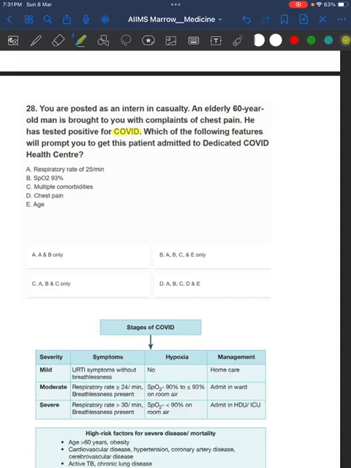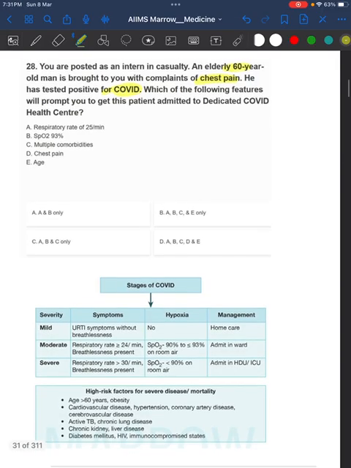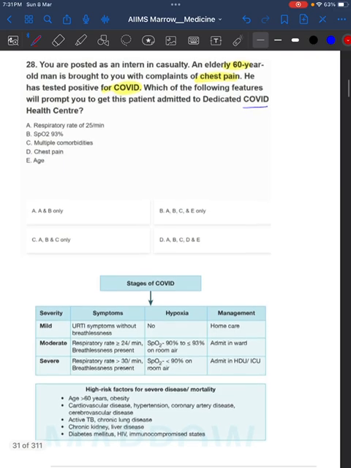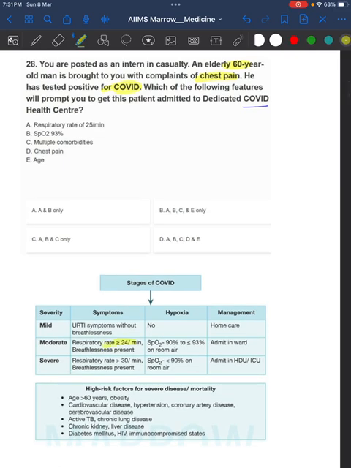This is about the COVID patient. An elderly male was brought to you with a complaint of chest pain, tested positive for COVID. Now this is an old question, they will not ask this, but this is not only for COVID, it applies to any respiratory condition like pneumonia. This is just a general question, in which case you will admit the patient. So any patient who is coming to you with tachypnea, respiratory rate more than 24 per minute, or if the patient is not able to maintain SpO2 of more than 94%, you have to admit this patient.